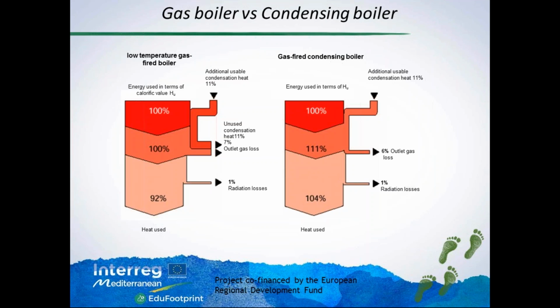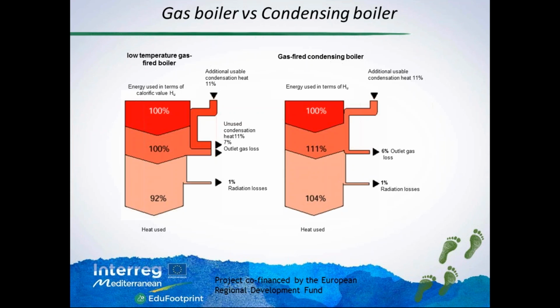What does it mean in terms of figures? We have at the left side a low temperature gas-fired boiler. This is a non-condensing boiler, and here we have a condensing boiler. And we see this 100%, which is normally used to define the energy efficiency of the heater, is based on the calorific value HU. This calorific value HU is defined as 100% of the energy we can have from fuel, excluding this additional usable condensation heat. And this accounts for about 11%.